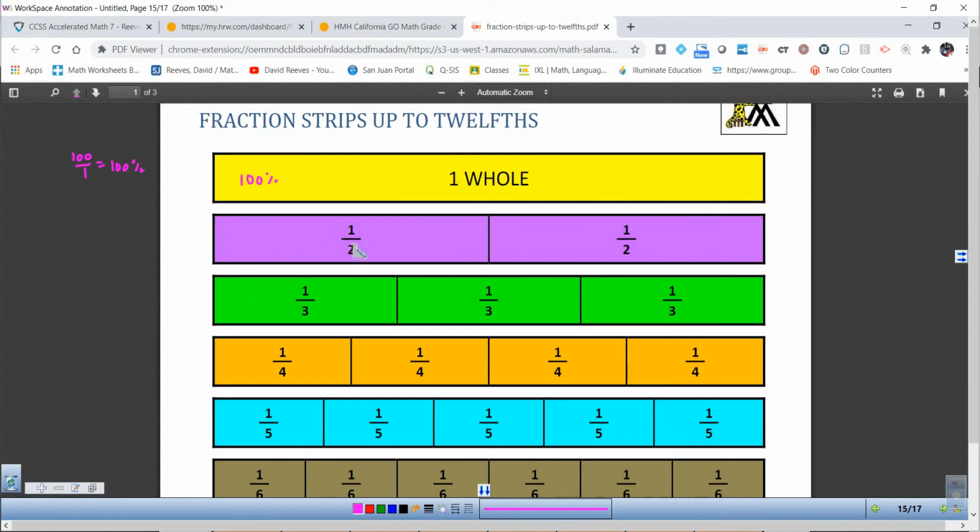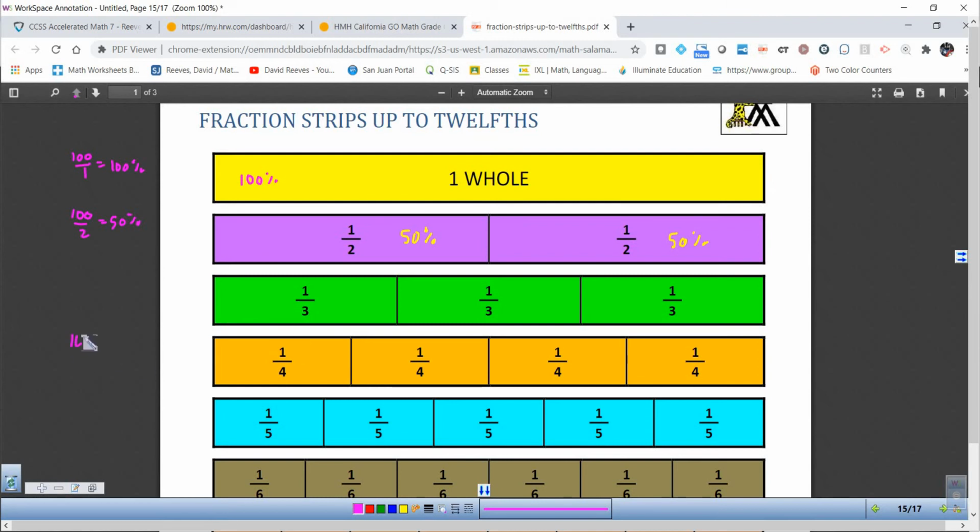Now, if we take a look at a half, you notice that the denominator is 2. So I'm going to take that 100 and break it up into two parts. That 100% broken up into two parts, then each part is 50%. Let me change this to yellow, and make it a little bit wider. So this one is 50%, and of course, you know that 50% plus 50% makes 100%, right?